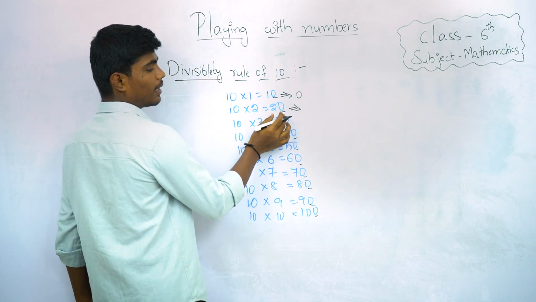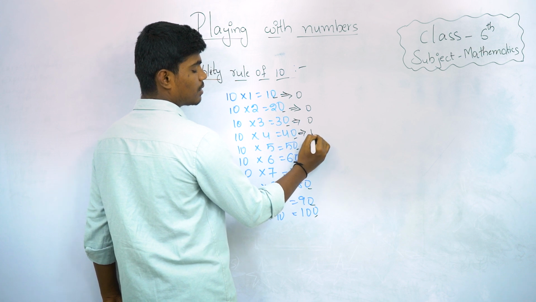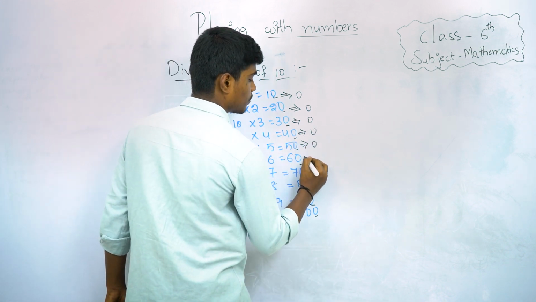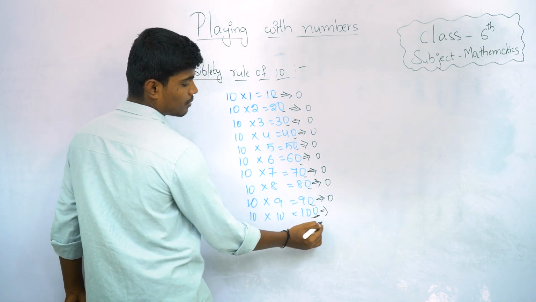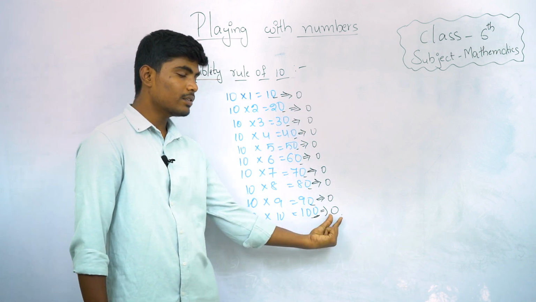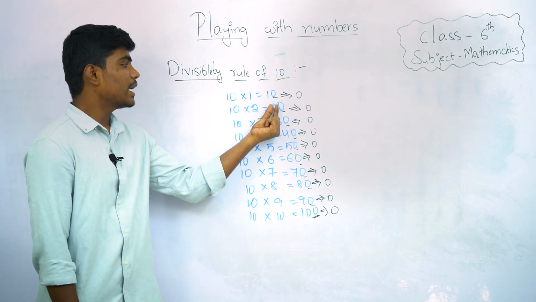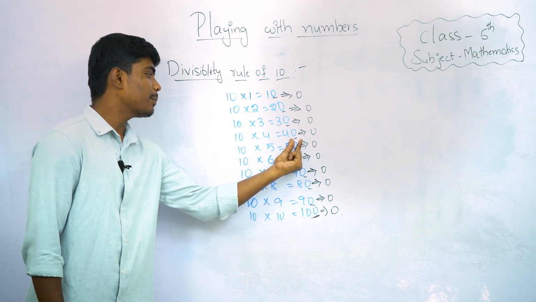0. Here the ones place is 0. Here also 0. Here also 0. In each number, the ones place is 0. In 100, the ones place is 0. So, what we can see here is, if the number has 0 in its ones place, then the number is divisible by 10.